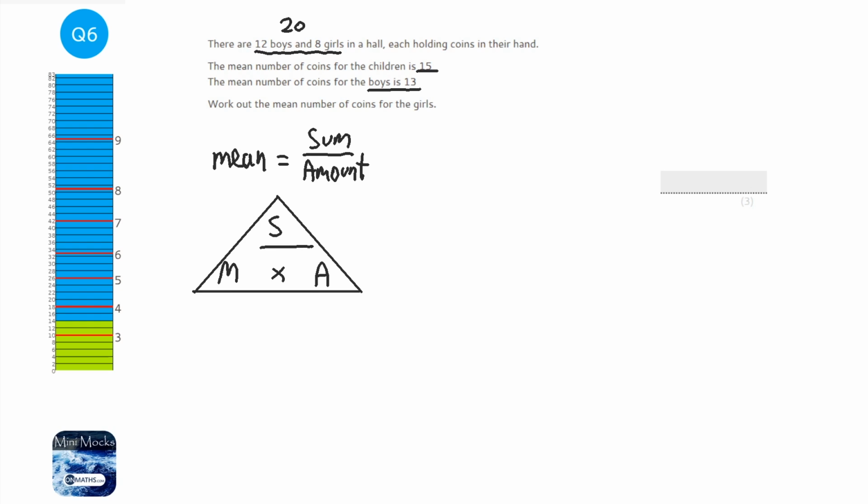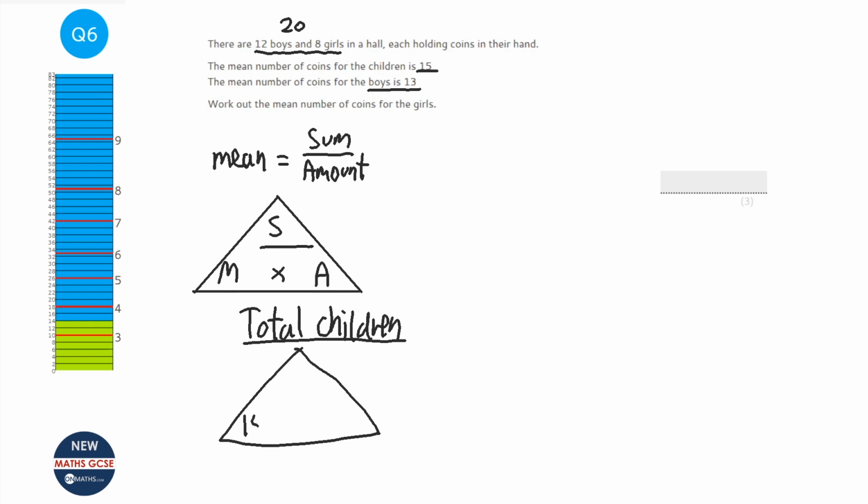Okay, so where do we start? Well, it would be helpful to work out how many coins there are in total. So if I look at the triangle there, let's write down total children. I'm going to try and show my working out as I go. We know that the mean of all the children is 15. So in my triangle, I've got 15 for the mean. We know that there are 20 children in total. And we can work out the sum by timesing those together. So we're going to do 15 times 20. So there's 300 coins altogether.